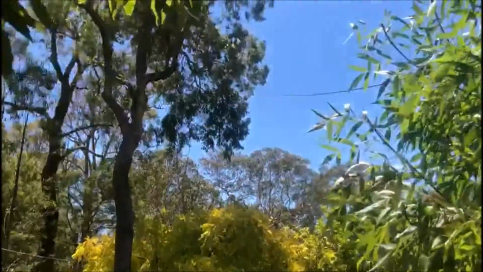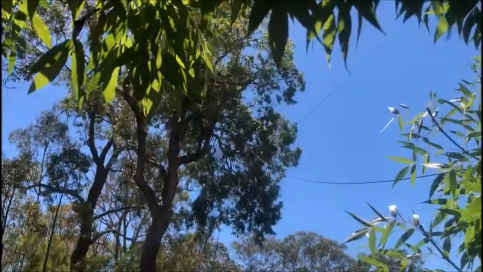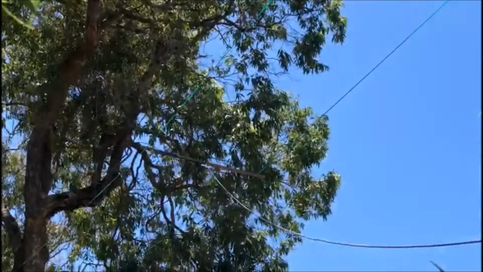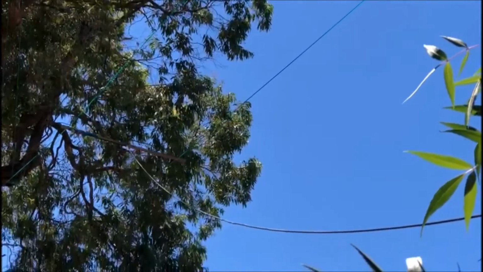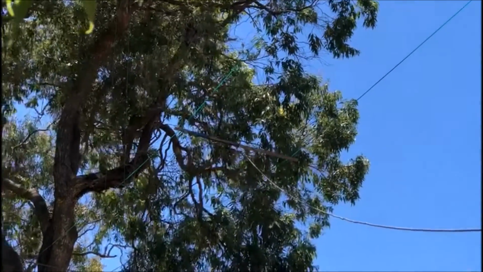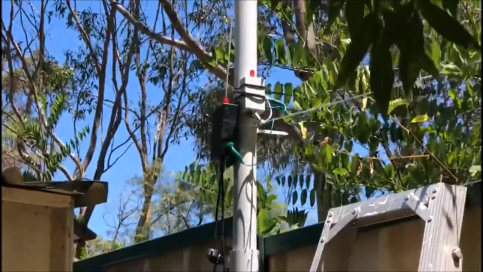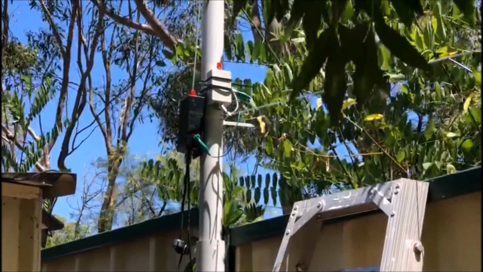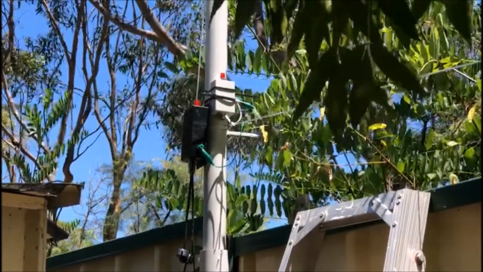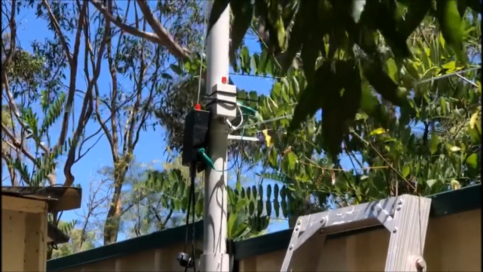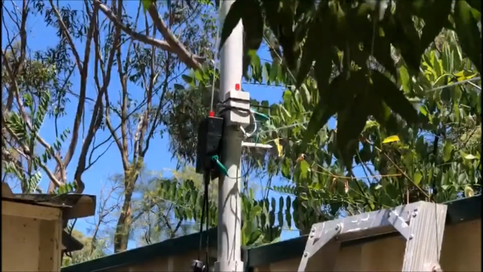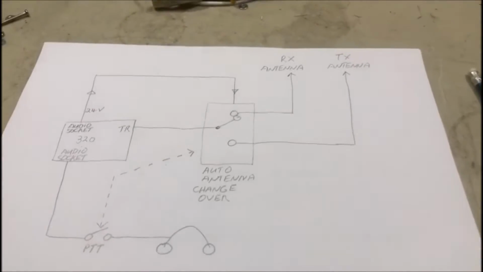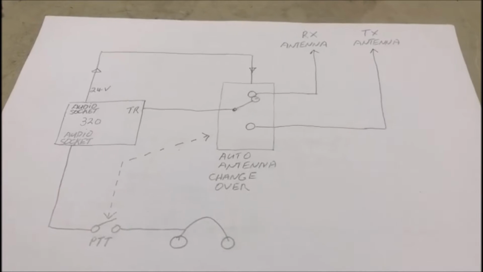So I thought to myself, can I make an antenna changeover box that would operate automatically between my receiving horizontal antenna and my transmitting vertical antenna? And I want it to operate completely automatically every time I press the PTT. So I sat down and did a bit of a design, and let's have a look at what I've come up with. Okay, let's have a look at the concept of what I'm talking about here.